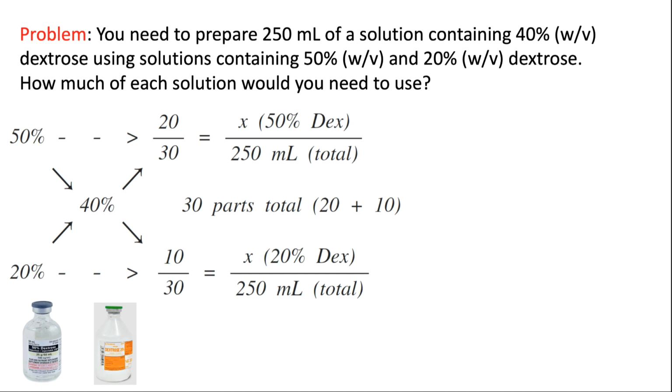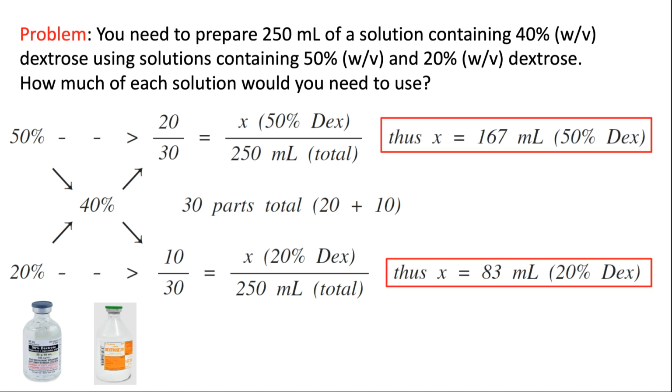So starting on top for the 50%, I'm leaving my 20 over 30, and I'm setting that equal to some unknown volume of the 50% dextrose on top over a defined volume of the 30 parts, which is the total, which we want to be 250 milliliters. So now I can solve for x by taking 20 times 250, dividing that by 30, and essentially you would get 167 milliliters of the 50% dextrose.